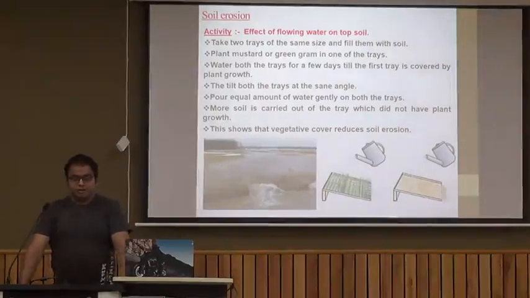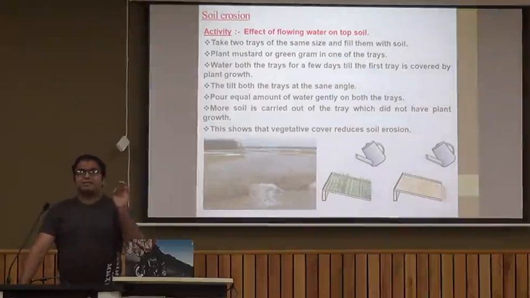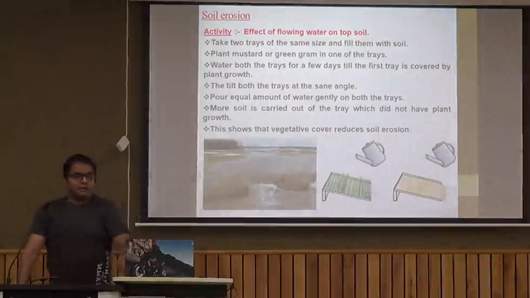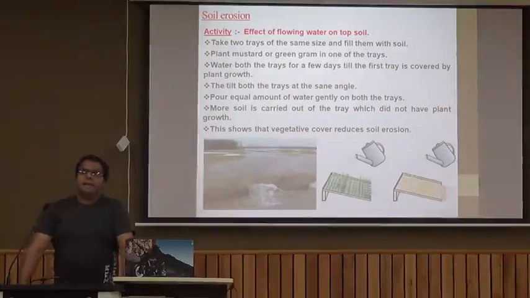We will observe that in the tray that contains plants, the soil doesn't move out, doesn't flow with water. Whereas in the tray which contains only soil, the soil moves away with the water. This way we can show that yes, plant cover can reduce soil erosion. It helps us to contain and preserve our nature.